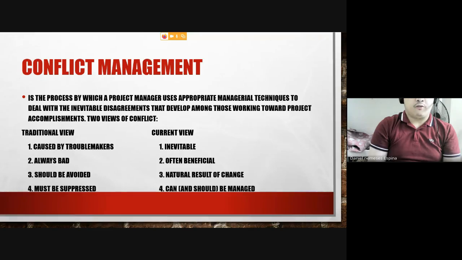The conflict is often beneficial. Third, it is a natural result of change. So, di ba, according to the Tuckman model, moagig tanan grupo, especially if they are already working for a very long period of time, storming will always happen. So conflict would always arise. And then it should be managed, and it can be managed.